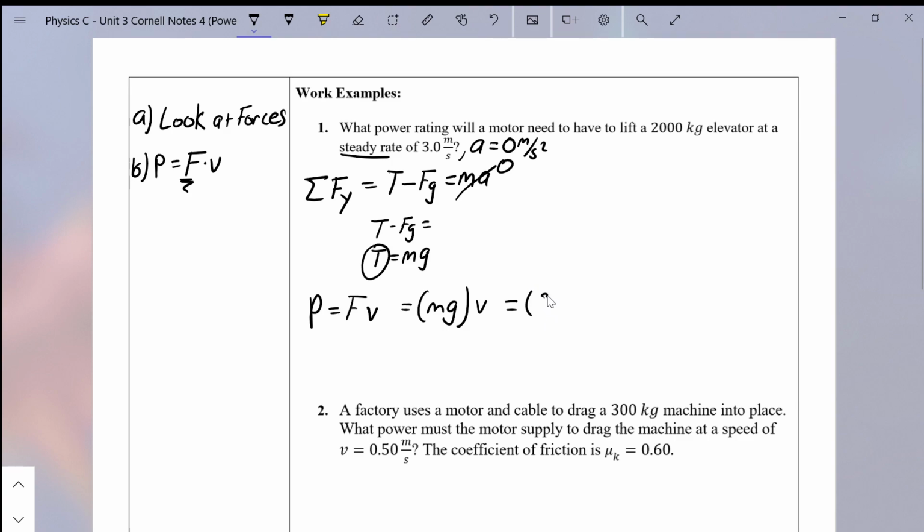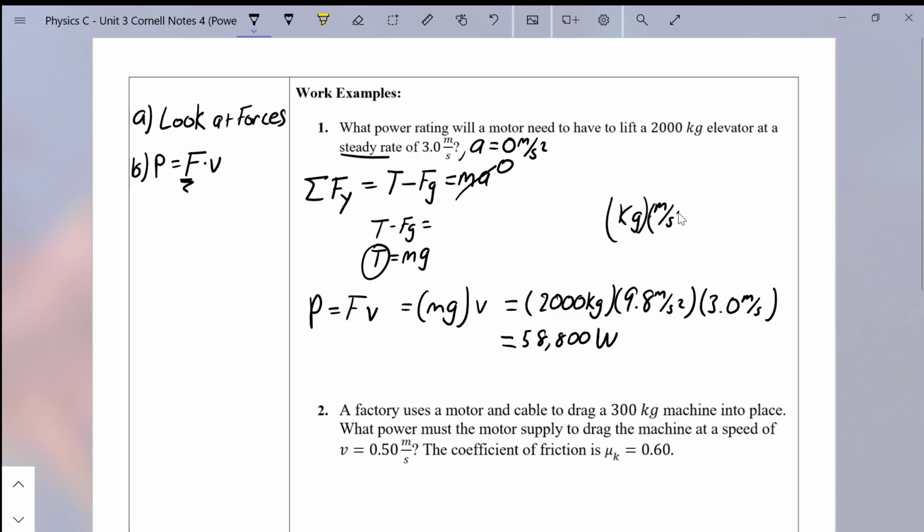We know that our mass is 2,000 kilograms. We know g is 9.8, positive. Again, this is positive. I know a lot of people ask me, is it positive or negative 9.8? This is positive 9.8 meters per second squared, times our constant velocity of 3.0 meters per second. And when I plug all this into my calculator, I get somewhere around 58,800 watts. And just to double check our units, we have kilograms times meters per second squared times meters per second.